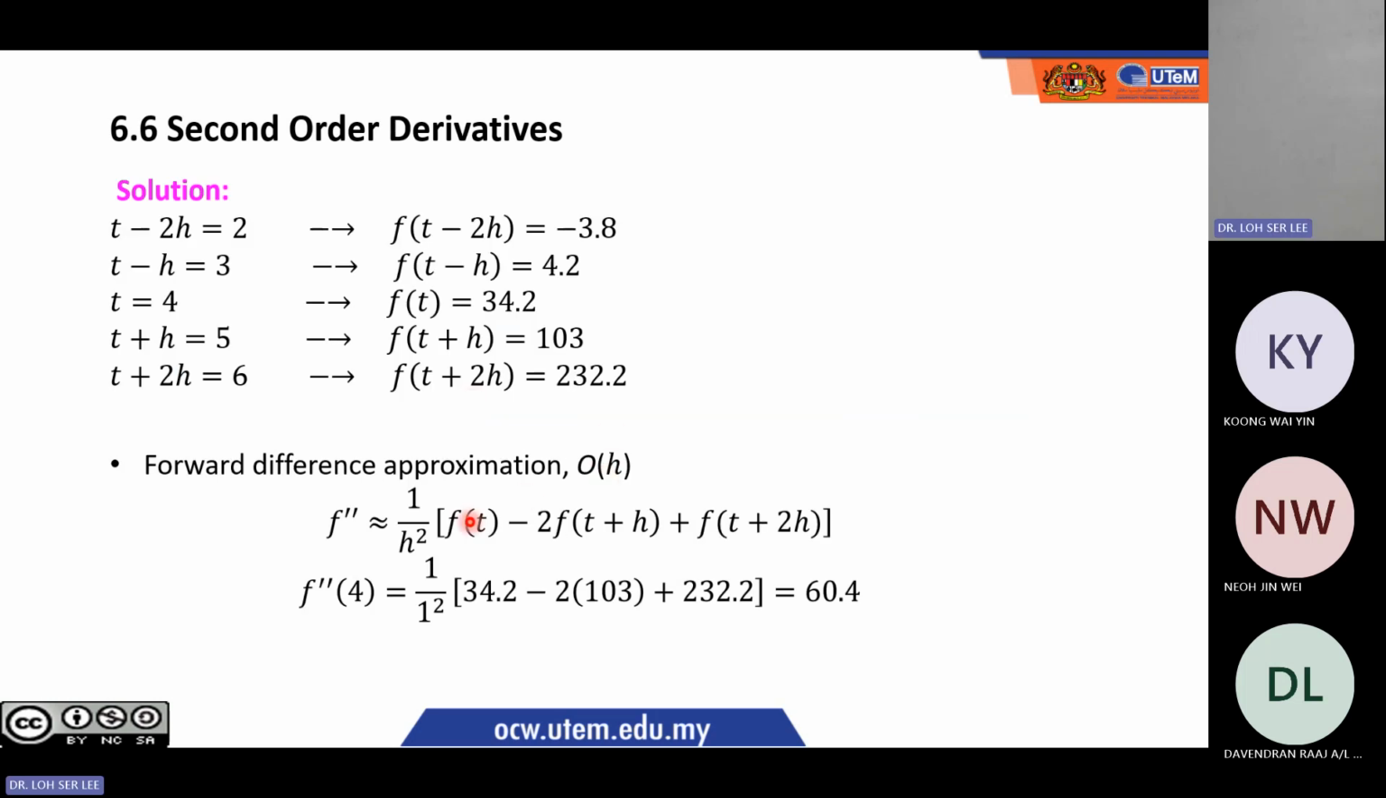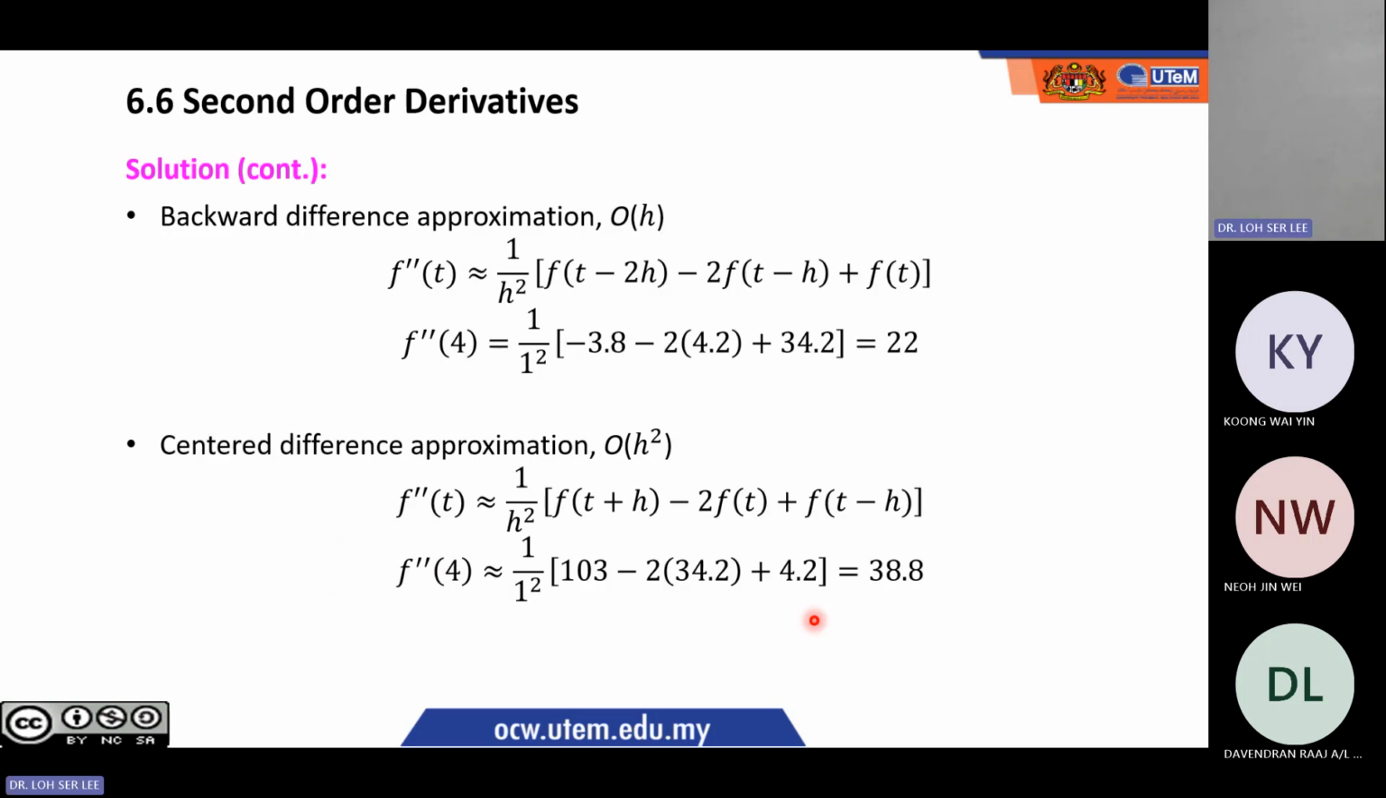Okay, then this is the formula for the forward difference approximation. The current will be 4, this will be 5, this will be 6. Then you substitute these 3 values into the formula, you get this. H is 1. Then you can get the approximation.